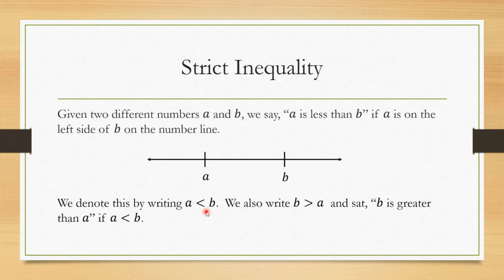And notationally, we write this. I know this looks like the tip of an arrow. This is how we denote A is less than B. And we can also say B is greater than A, if, again, A is less than B. So notice the order in which these are written. That actually does matter. A is on the left side of B. Again, the further to the left you are on the number line, the smaller you are.